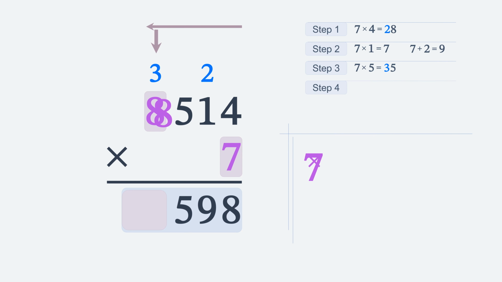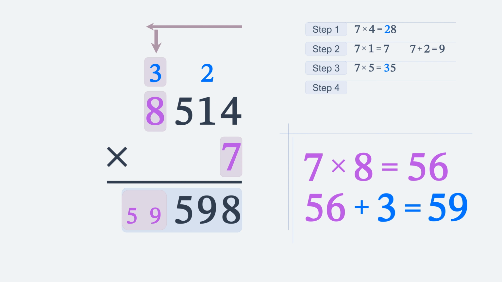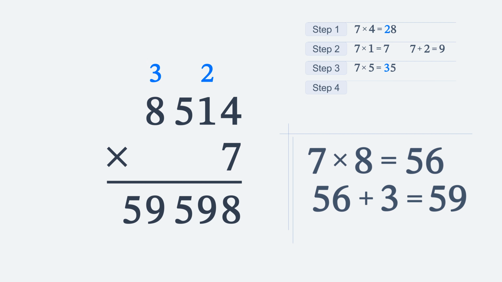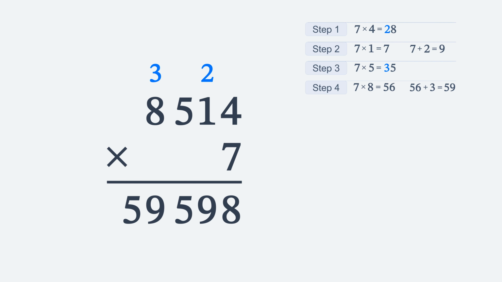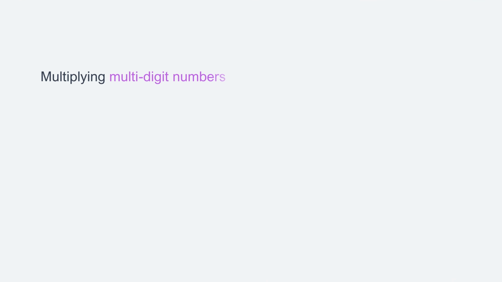We multiply 7 by 8, which is 56. Since we carried 3, we add it to 56. 56 plus 3 equals 59. It's a 2-digit number, but it's the last step, so we don't need to carry. Thus, we have our final answer. 8,514 times 7 equals 59,598.